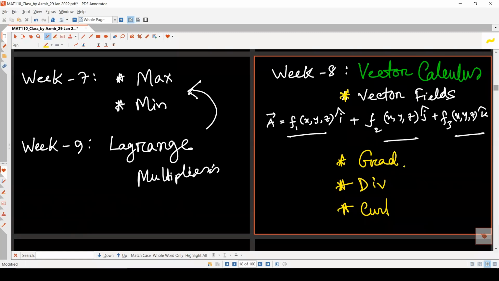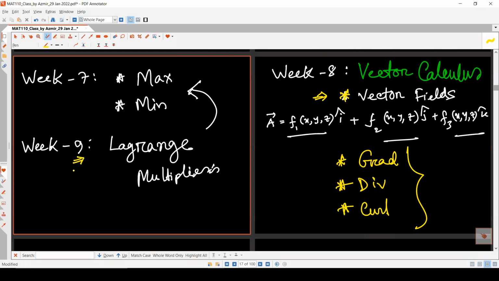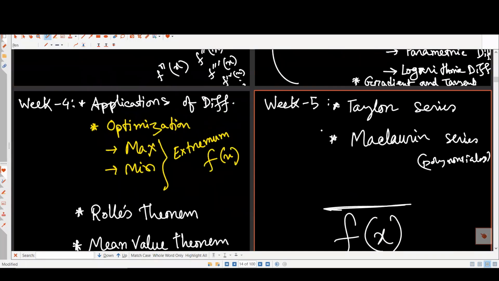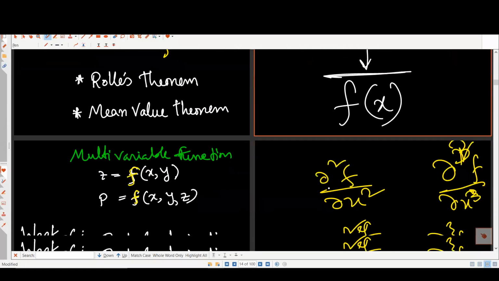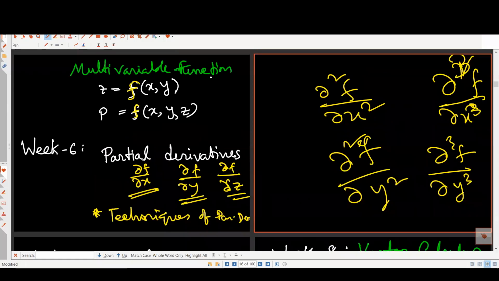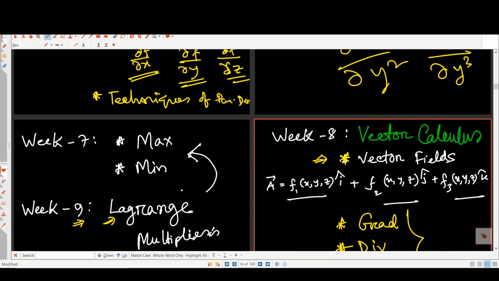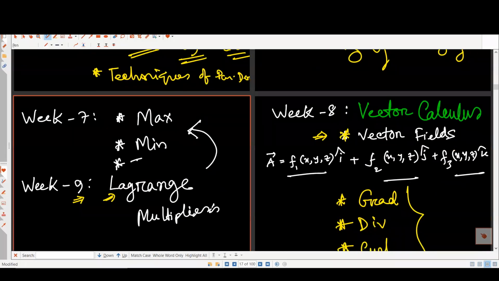So you are familiar with these terms from your college level. In physics, you have learned the idea of gradient, divergence, and curl. So we'll try to focus on these contents in week 8. So in week 8, you will learn about the derivatives of vector fields. So this concept will be applied in week 9. Lagrange multiplier. In week 5, you will learn about Taylor series and Maclaurin series for function of single variable. But whenever we will start multivariable function, then in week 7, we'll also focus on Taylor series.